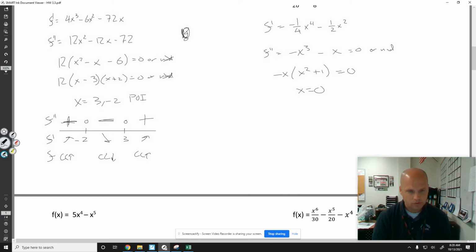So let's look at what happens at 0. x squared plus 1 is always positive. No matter what I plug in for x, I square it, it'll be positive. Add 1 to it, it'll be positive. So if I plug in something like positive 1, it'd be negative 1 times positive 2. That's a negative. If I plug in something like negative 1, it'd be the opposite of negative 1, which is a positive, times positive 2. So that would also be a negative. So f double prime is negative then negative, which means f prime is going down, going down. When f prime is going down, f must be concave down. So x equals 0 is not a point of inflection.